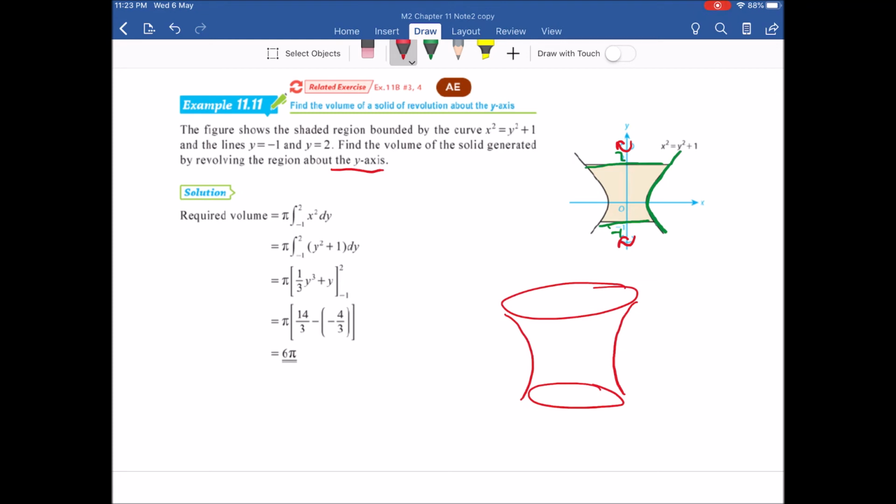So you cut into this. This is the radius, and then the height is dy. So it is pi r squared dy, or I say pi x squared dy. I want to integrate all of them from -1 to 2. I have to change everything to y: x squared is y squared plus 1. I get this step, then you can find out the answer.